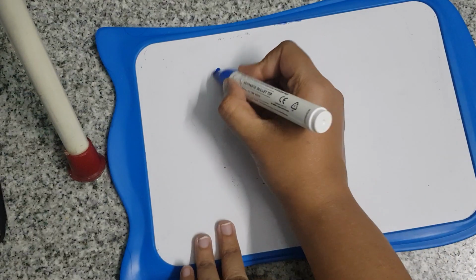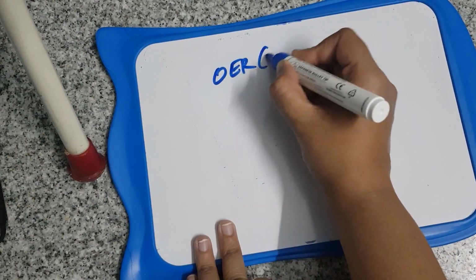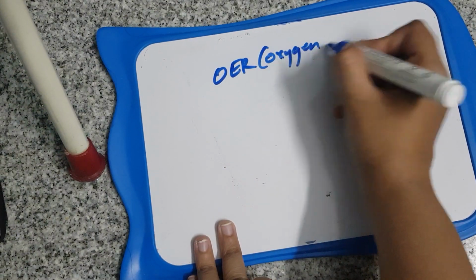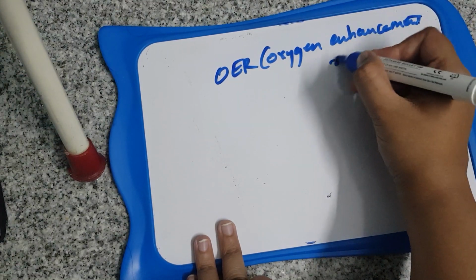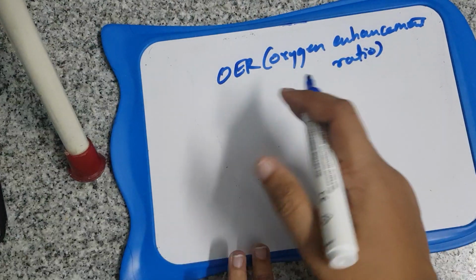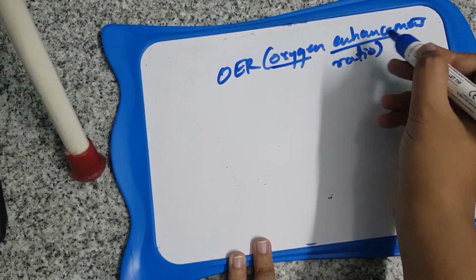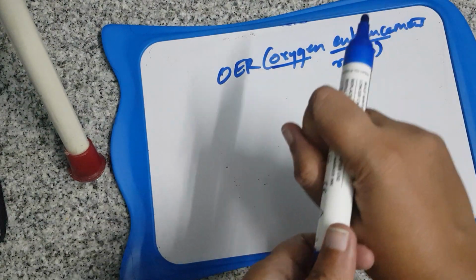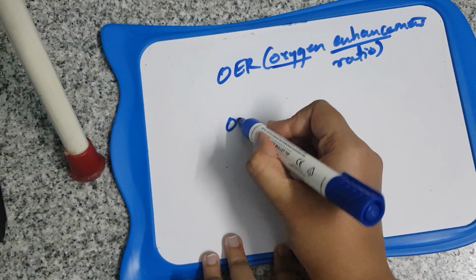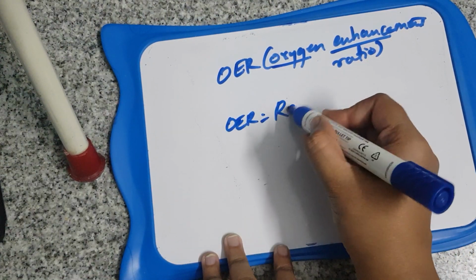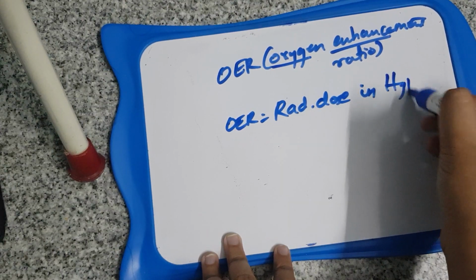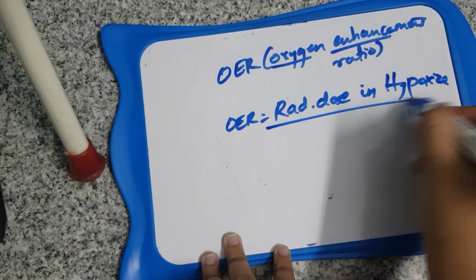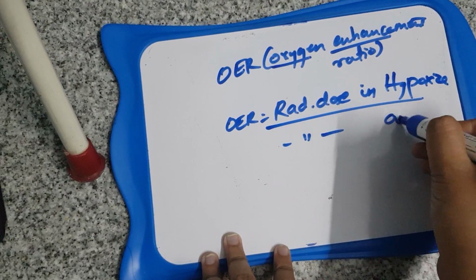Now OER, that is oxygen enhancement ratio. As the word suggests, it is how much oxygen enhancement is required for hypoxic cells. So OER is the radiation dose in hypoxia divided by the radiation dose in air.